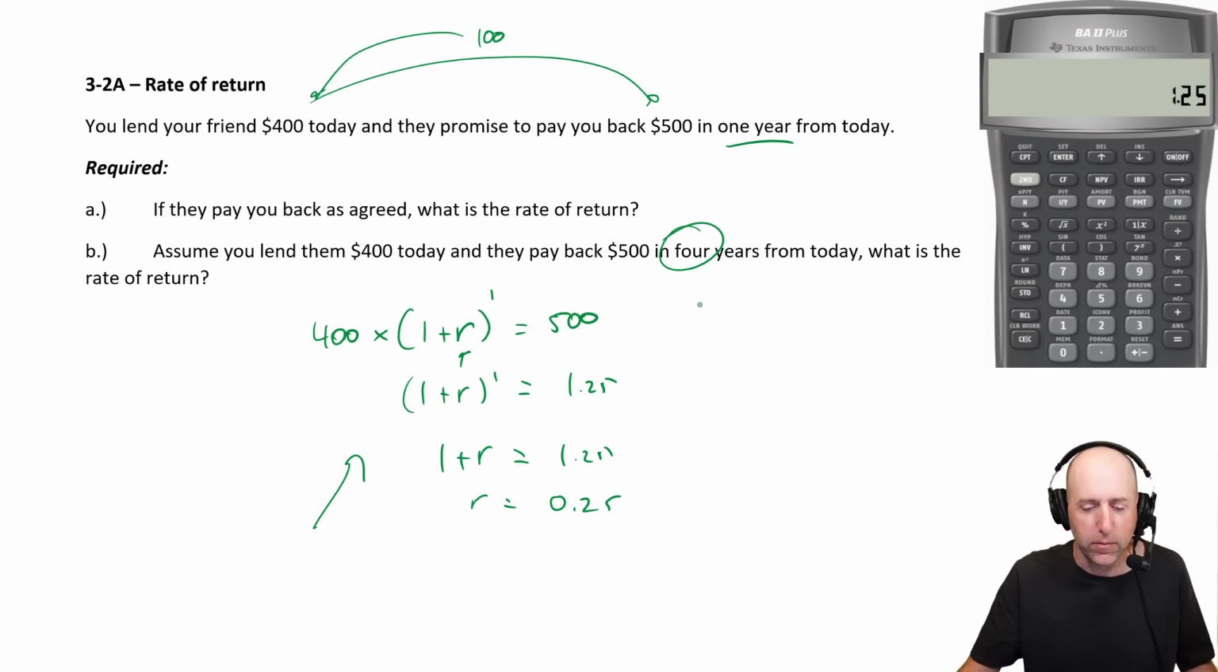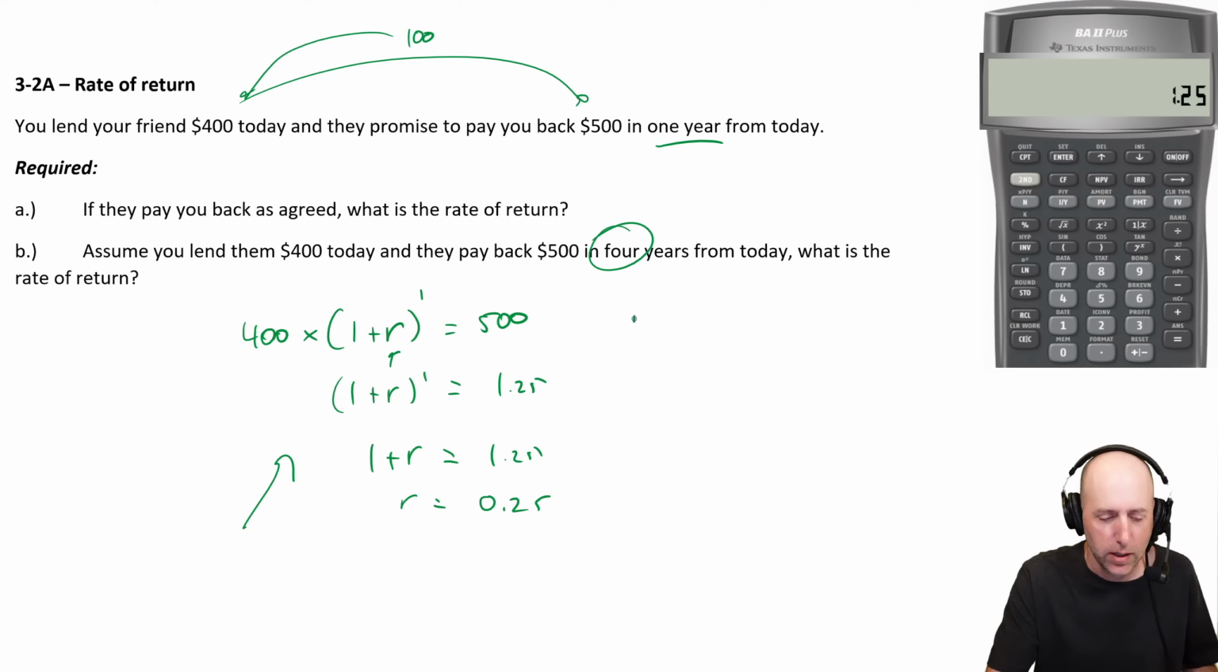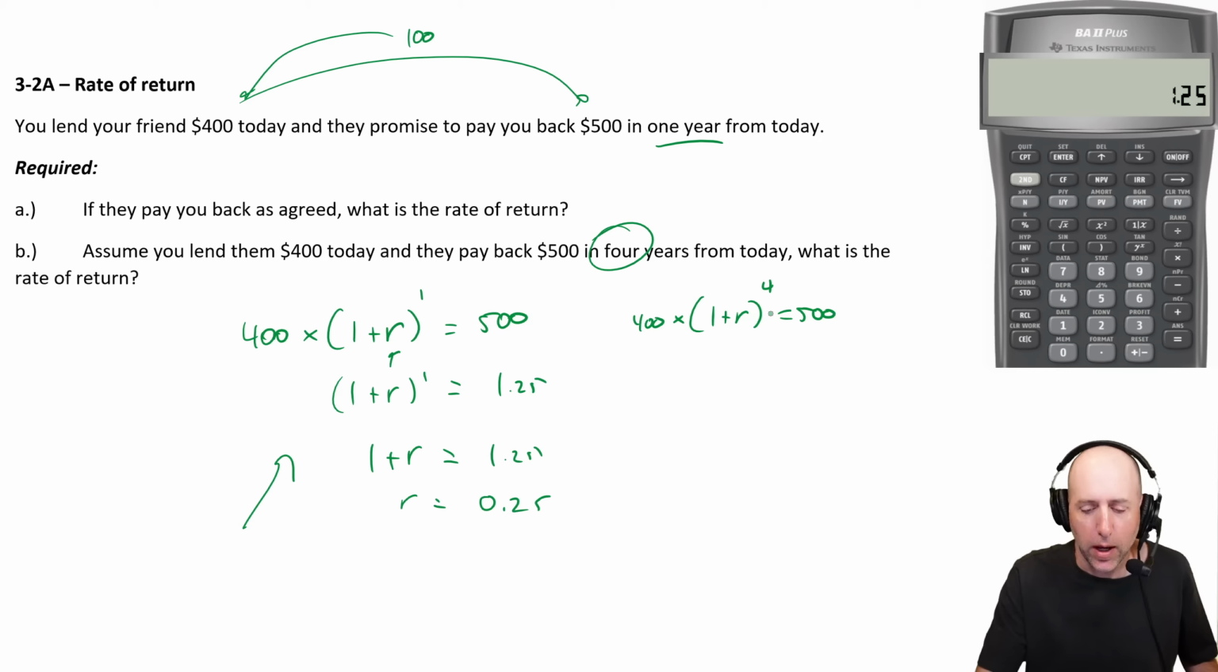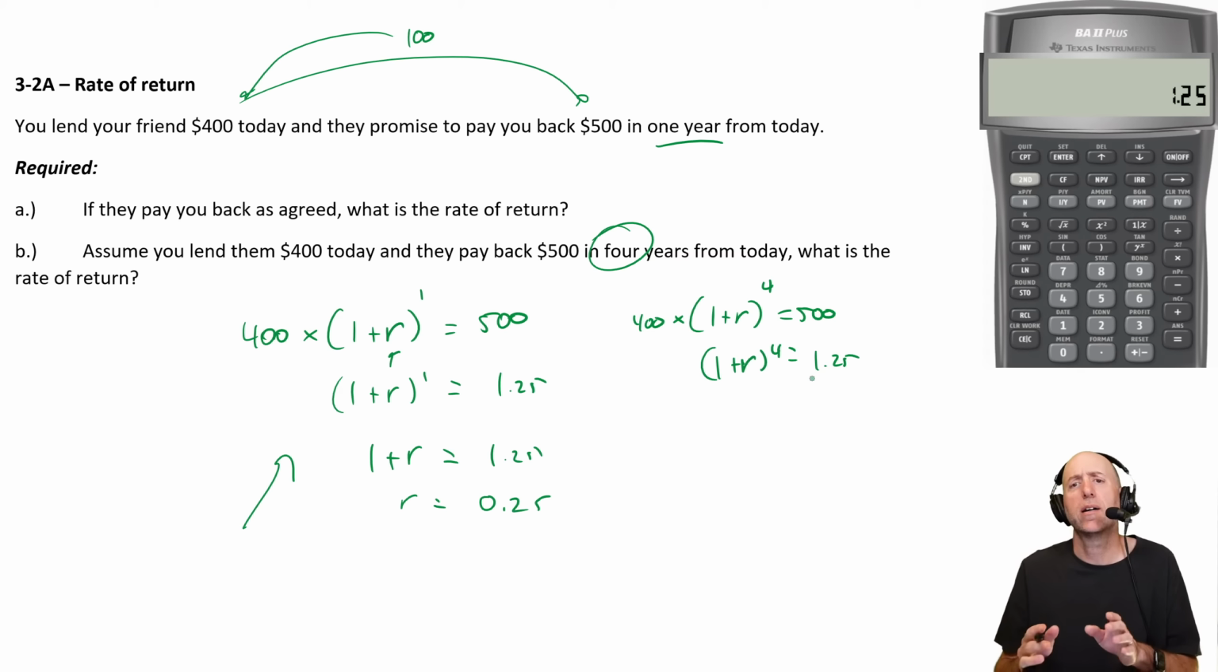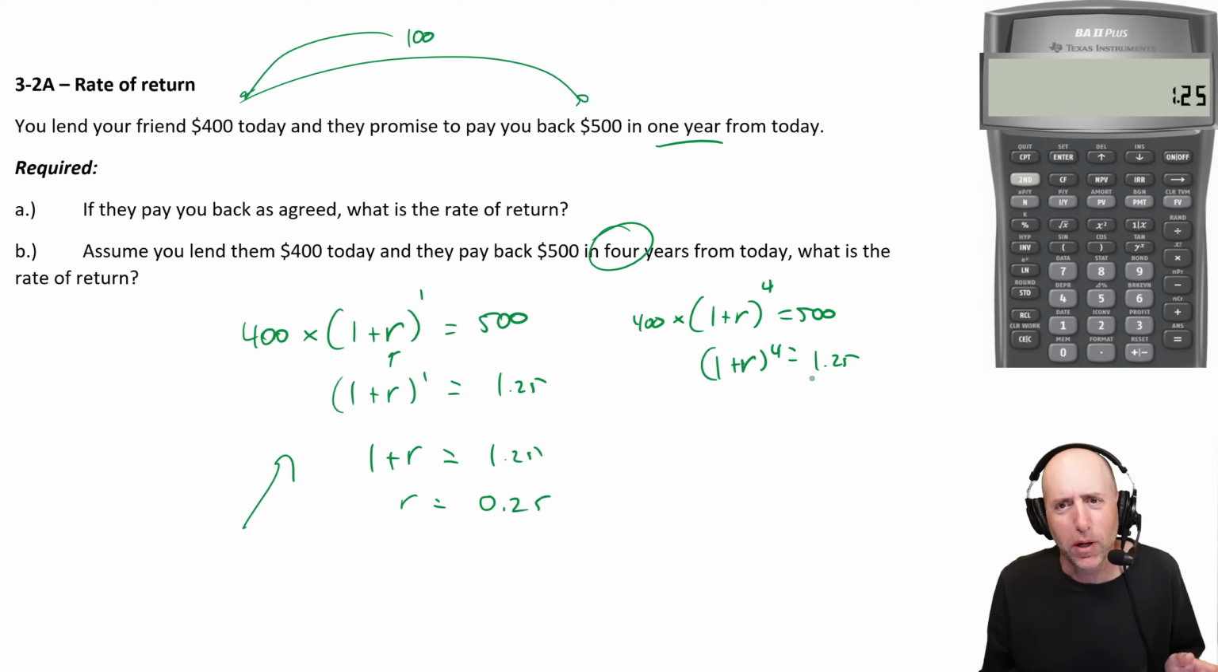What does that look like? Well, same formula. You go 400, that's the value of the money today, times 1 plus a rate of interest to the power not of 1 now, but to the power of 4, equals 500. So divide both sides by 400. I get 1 plus r to the power of 4 equals 1.25. Now here's where you need a bit of algebra skill that I honestly lack.